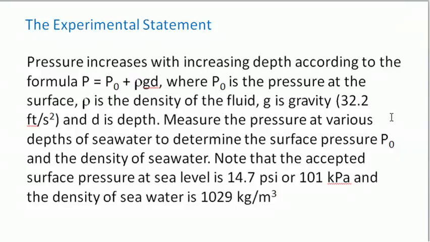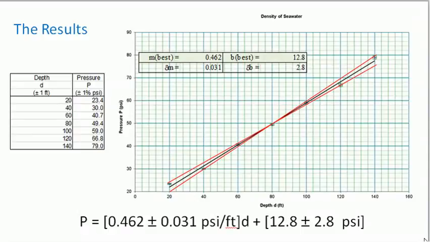Note that the accepted surface pressure at sea level is 14.7 psi, or 101 kilopascals, and the density of seawater is 1029 kilograms per cubic meter. So that's what they wanted us to do. And we graphed our data, right? We found our data, we graphed our data, we found the best fit, and we wrote down the equation of the best fit line.